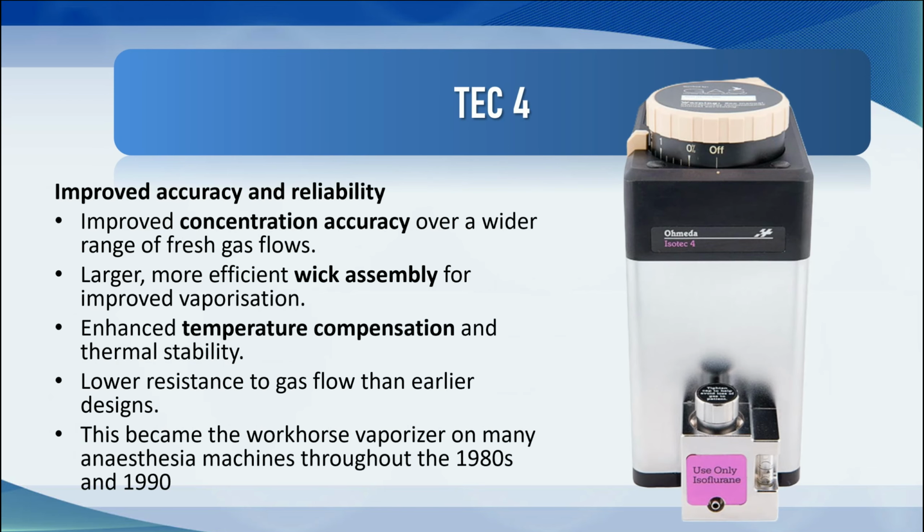The TEC 4 was used in the 1980s and 1990s. The major difference between this and the TEC 3 was improved concentration accuracy over a wider range of fresh gas flows with a larger, more efficient wick assembly for improved vaporization. And of course, temperature compensation and thermal stability was also improved. There was lower resistance to gas flow than earlier designs.